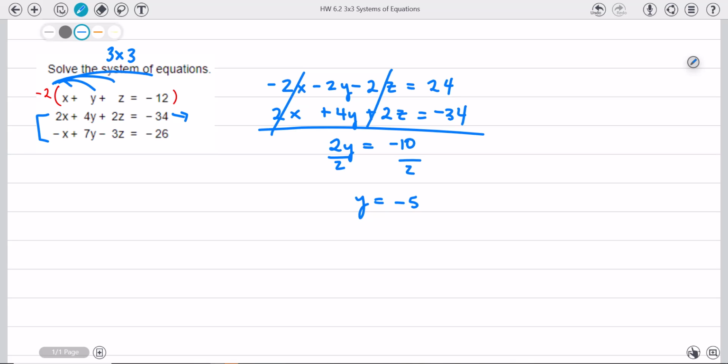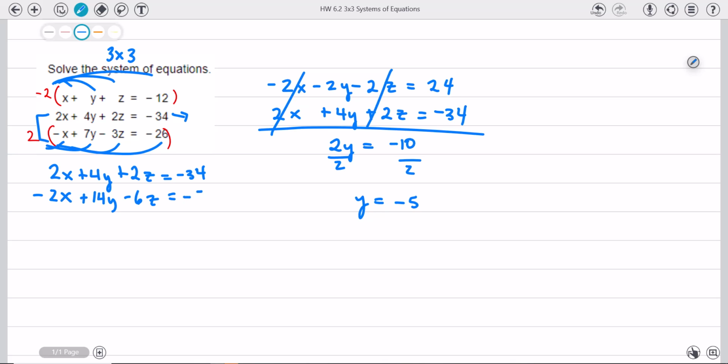And I can see if I take this equation and multiply it by 2, that will cancel out my x's. So my first equation, 2z equals -34. Now I'm going to multiply everything by 2. So that's going to be plus 14y and minus 6z. And then minus 52. Now you can see the x's cancel, so I get 18y minus 4z equals -86.